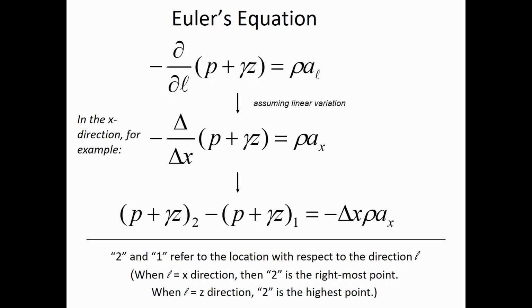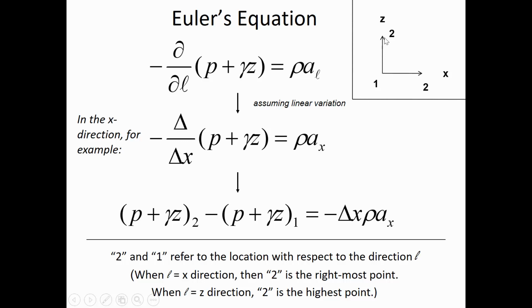And what we mean is that we're going to assume that if we have 2 points and one is further to the right than the other, then the one that's further to the right we're going to call location 2, and the one that's further to the left would be location 1. So it doesn't have to do necessarily with which one of them is above versus below if the acceleration is in the horizontal direction.